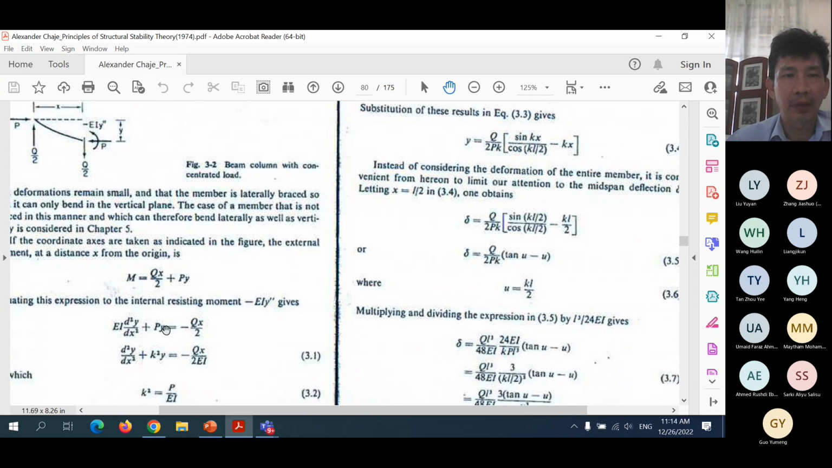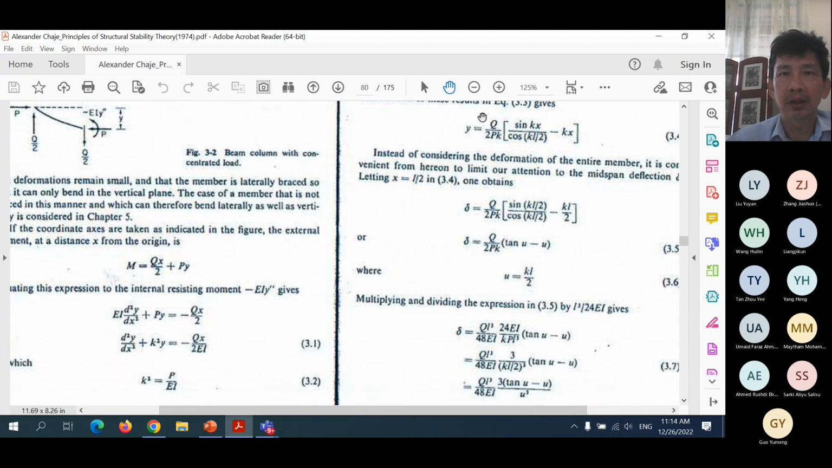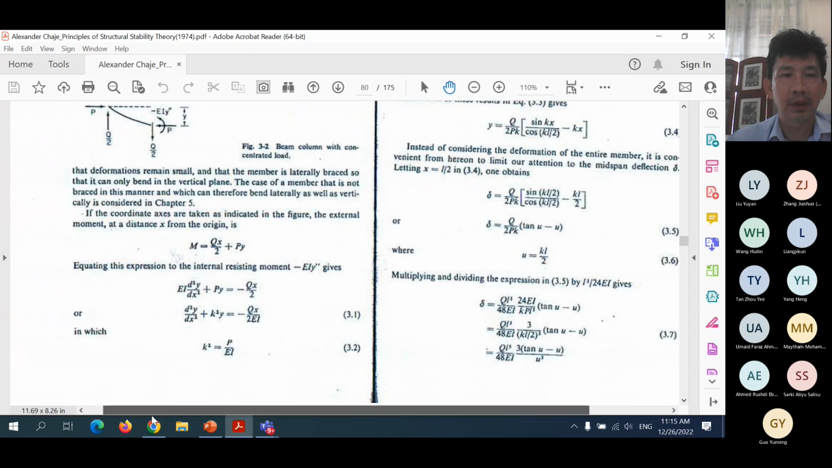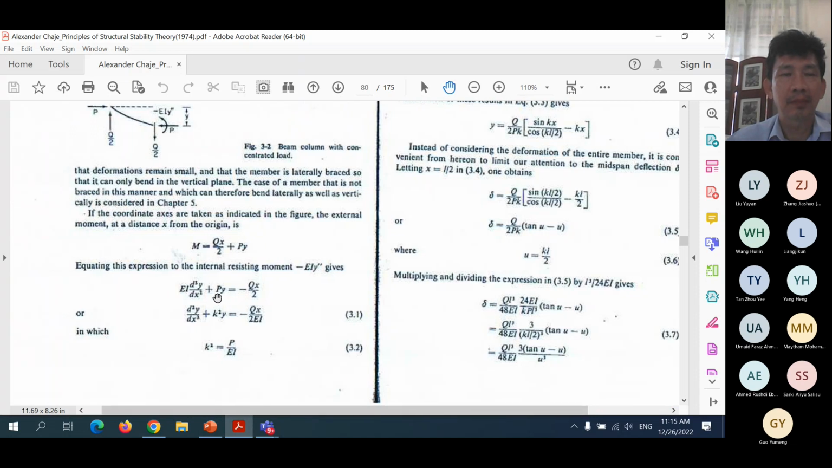You will get to these equations and then we make it into standard form. We make it into standard form in this way by dividing by EI, everything left-hand side, right-hand side. You get to this standard form of a second order linear ordinary differential equation with constant coefficients and with right-hand side not equal to 0.